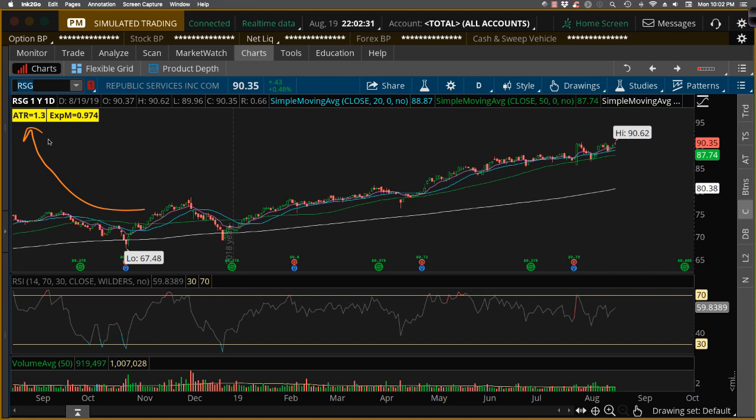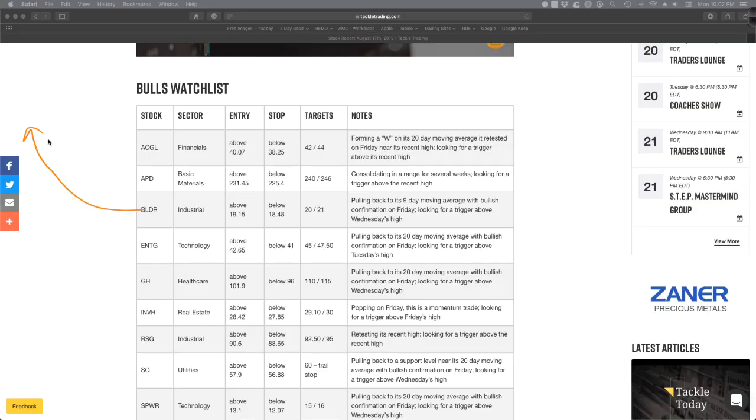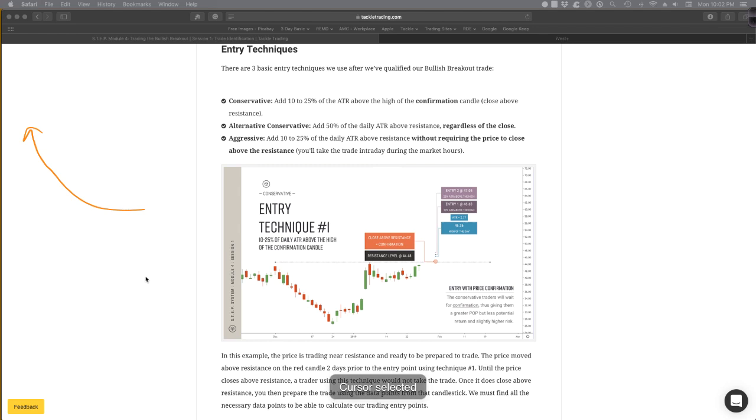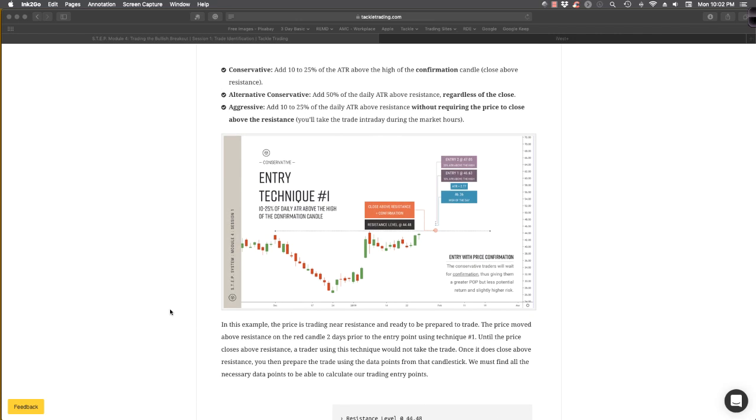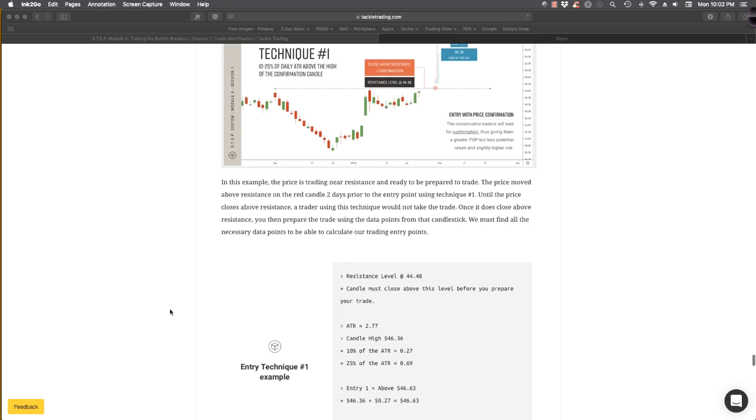But as you go through the STEP method and criteria, pay extra close attention to the entry criteria techniques. And again, it's your job as the trader to adapt the technique to your personality and to your trading style, whether you're using the aggressive entry with just 10 to 25% of the ATR without waiting for a close, or you're using a conservative entry where you're waiting for the close and then for the price to take out that high. It's really up to you, and again, your personality and trading strategy.